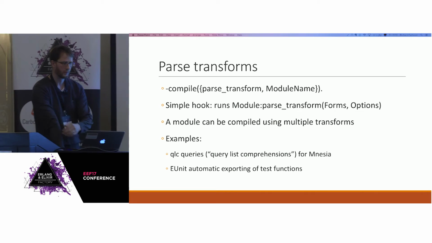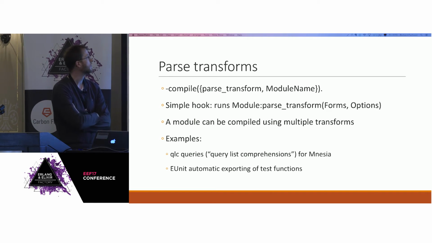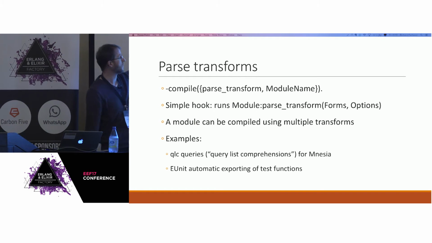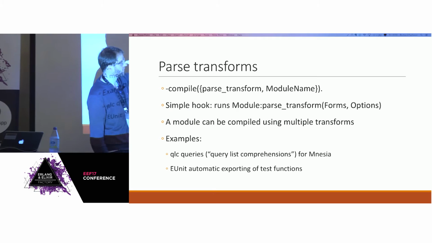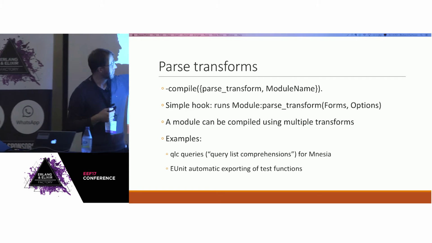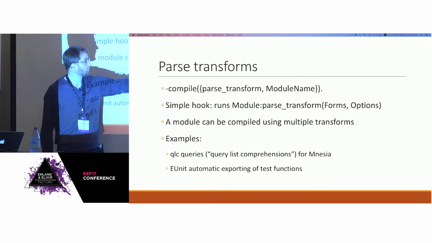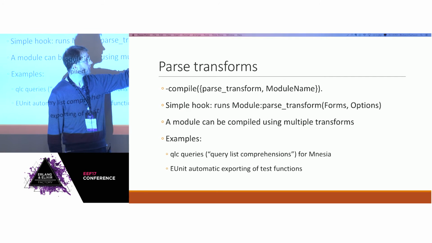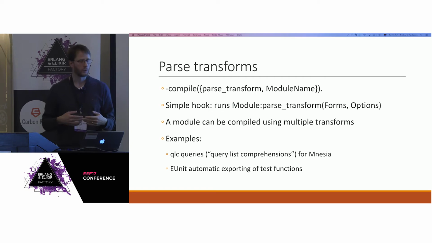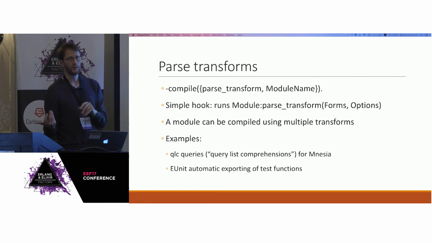So what are parse transforms? They're simple hooks. You declare them by saying, in your file perhaps, compile with the option parse transform and the name of a module. And that module acts as a callback. So the compiler will, after it's done its parsing, run the parse transform that you've written in your module, passing it the forms that it parsed, and the compiler options if you want to look at those. And then you can do whatever you want with this syntax tree, and then return it to the compiler, which will proceed with compilation.